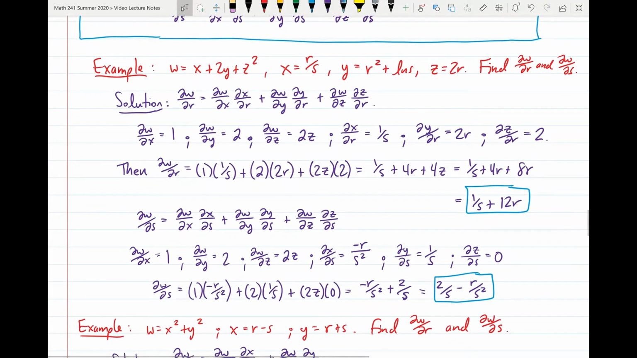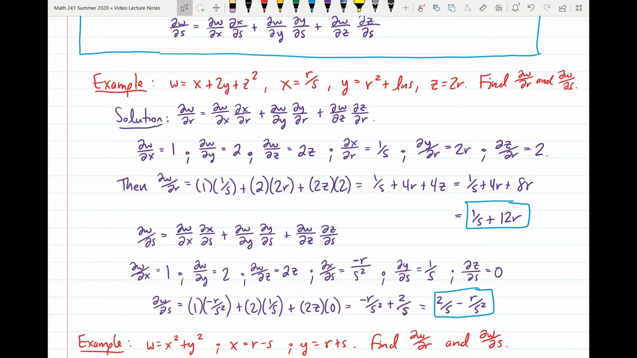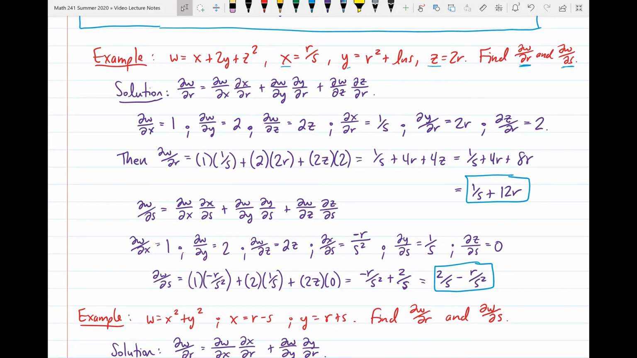So say that we have the function w is equal to x plus 2y plus z squared, and we also have that x is equal to r divided by s, y is equal to r squared plus the natural log of s, and z is equal to 2r. So notice that x, y, and z are given as functions of two variables r and s here. And we want to find the partial derivative of w with respect to r and the partial derivative of w with respect to s. So we're going to use the theorem from above for both partial derivatives here.